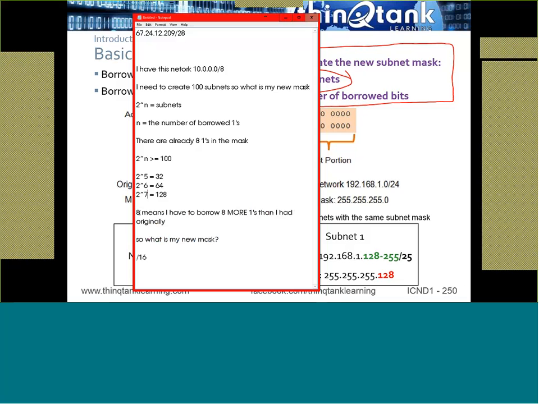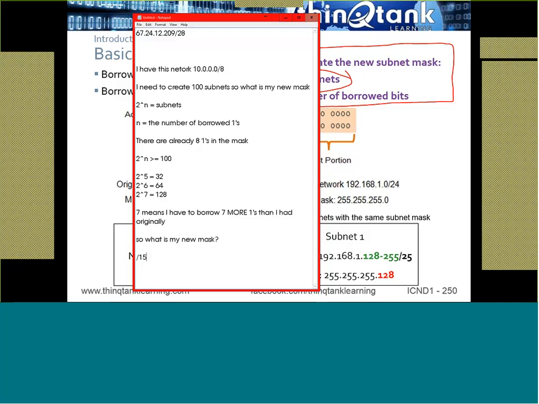So the 7 means I need to borrow 7 more ones, which is a /15. Sorry about that. I don't know how I got that 8 in my head. I was going down the right road. 2 to the 5 is 32, 2 to the 6 is 64. So 2 to the 7 must be 128. Somehow I jumped to 2 to the 8. But the concept is still the same. I need to borrow 7 bits to give me 128 subnets.